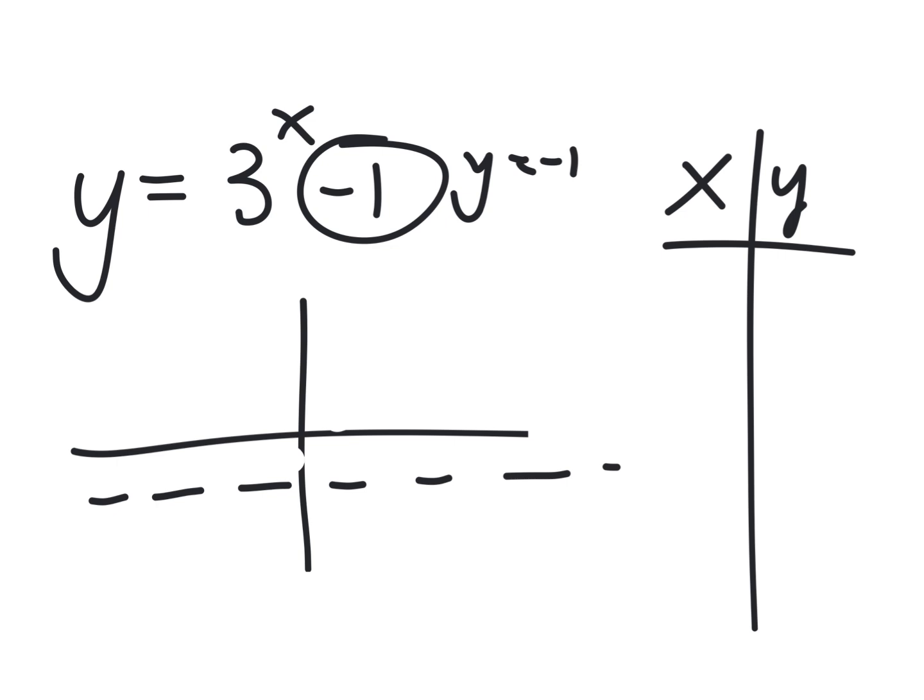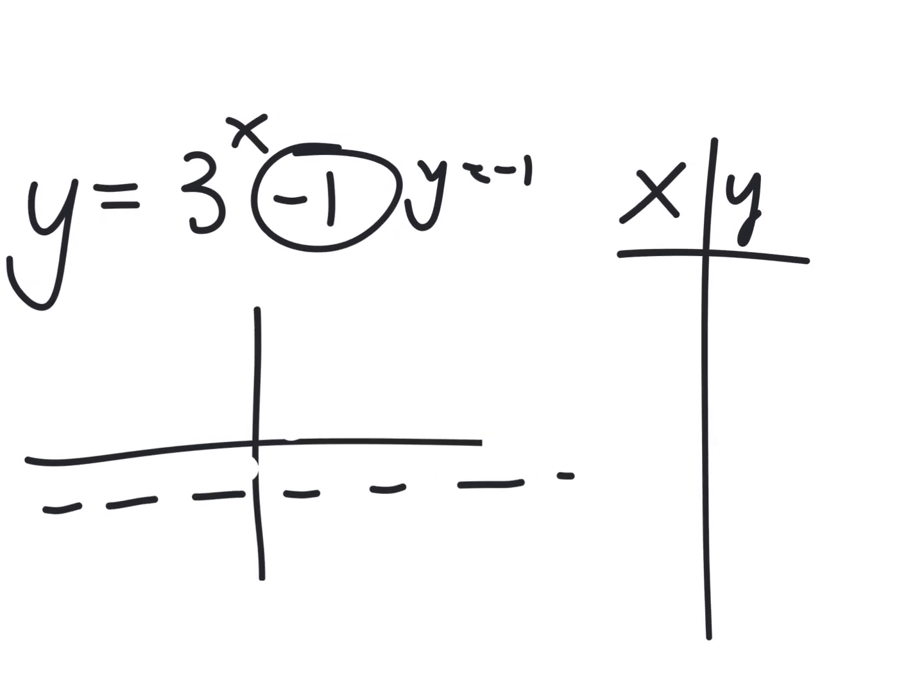Okay, so I hope you picked some points like, I'm going to put in 0 because I said to make it small. And 0 in this case makes it very small. 3 to the 0 is 1, but don't forget the -1 out here. 1 minus 1 makes 0. So 0, 0 was one of the points.